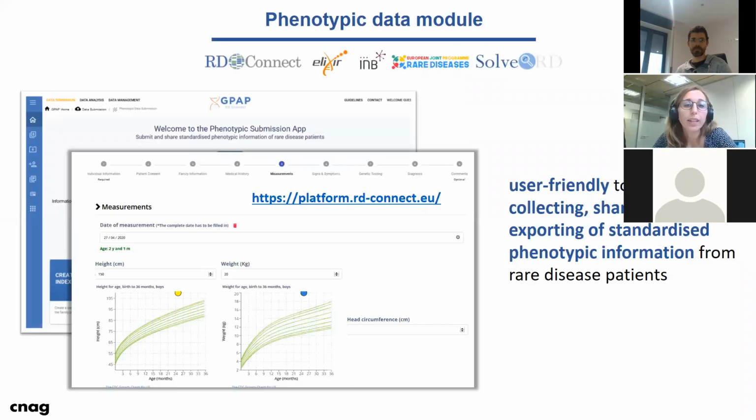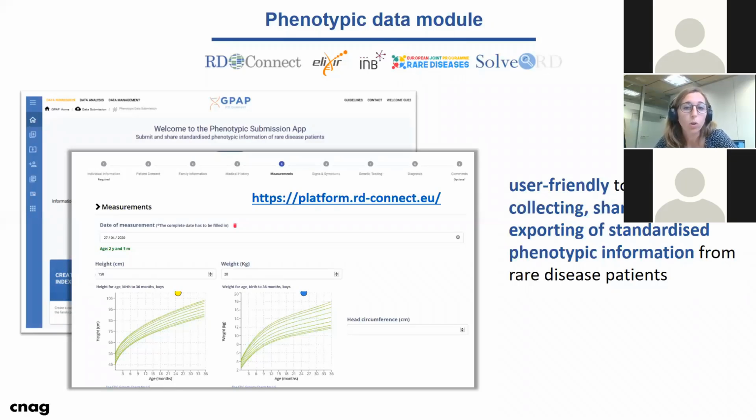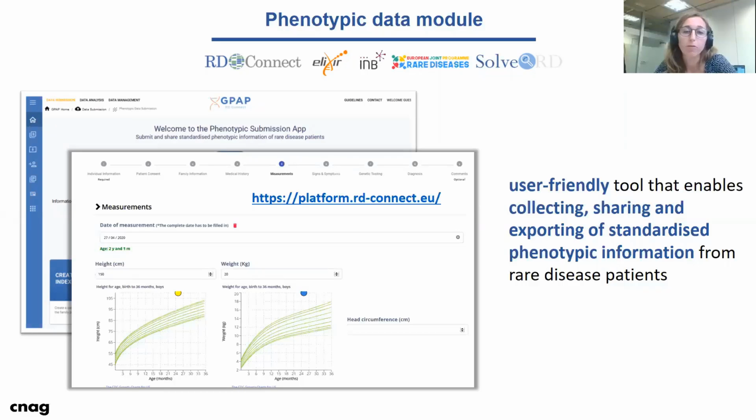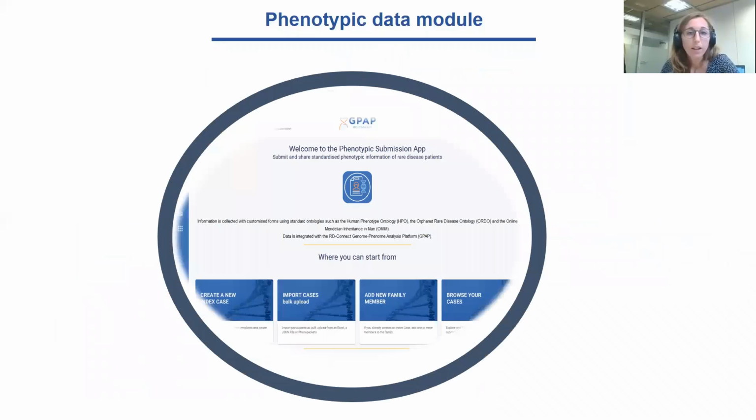So Phenostore is meant to be a user-friendly tool that will enable you to collect, share, and also export standardized phenotypic information, and it has been built mainly for rare disease patients. And now I will be mentioning and giving some examples of the different features that the system enables.